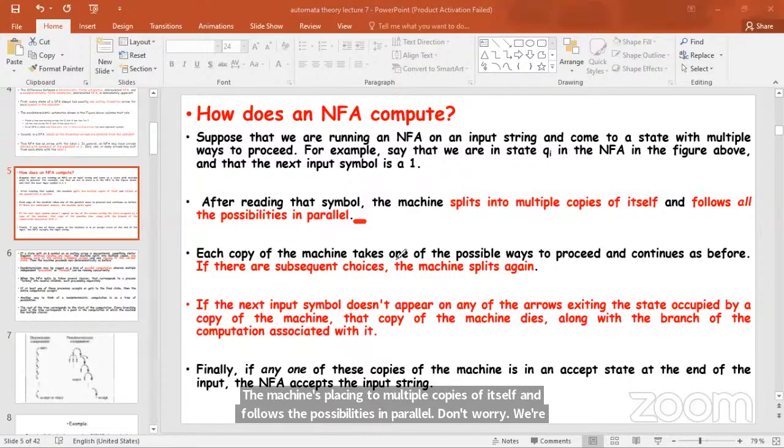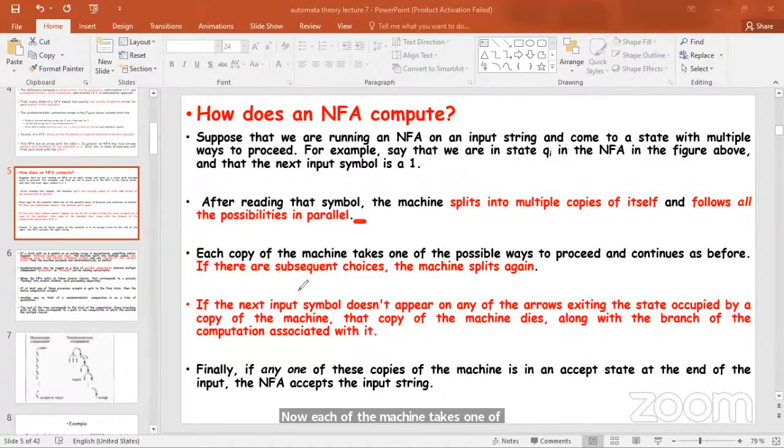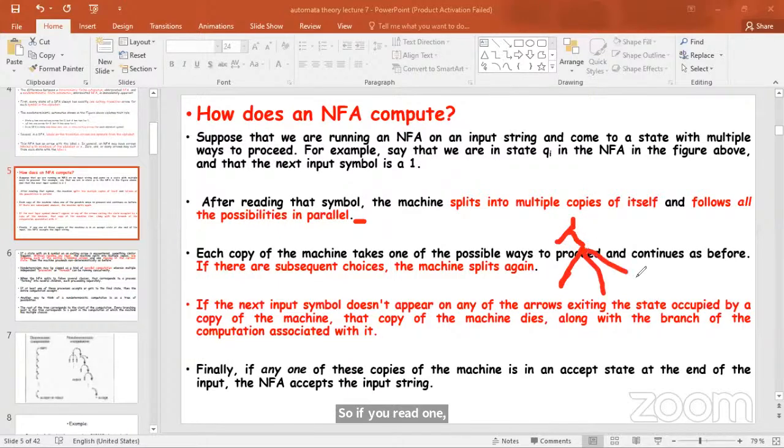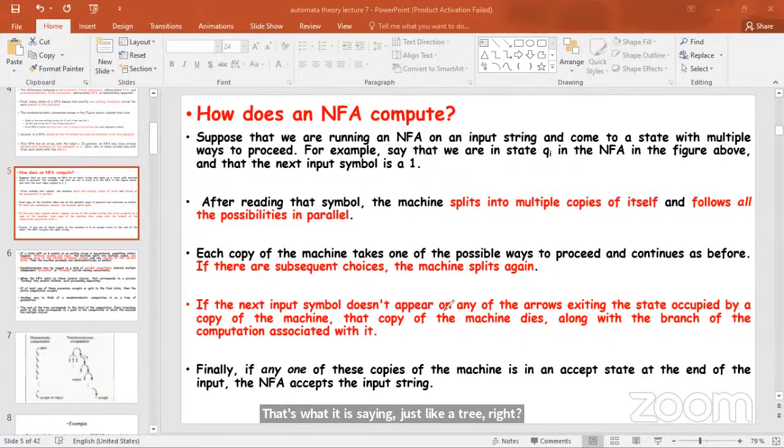Now, each copy of the machine takes one of the possible ways to proceed and continues as before. If there are subsequent choices, the machine splits again. So if you read 1, you can split. Under this one again, you can split further. That's what it is saying, just like a tree, right? So if the next input symbol doesn't appear on any of the arrows exiting the state occupied by the copy of the machine, that copy of the machine dies.